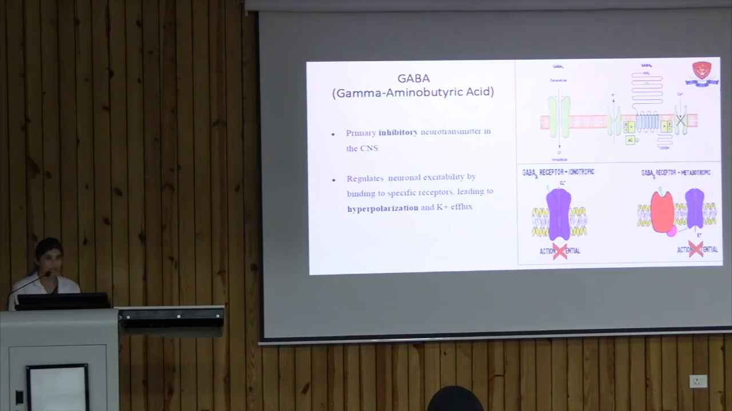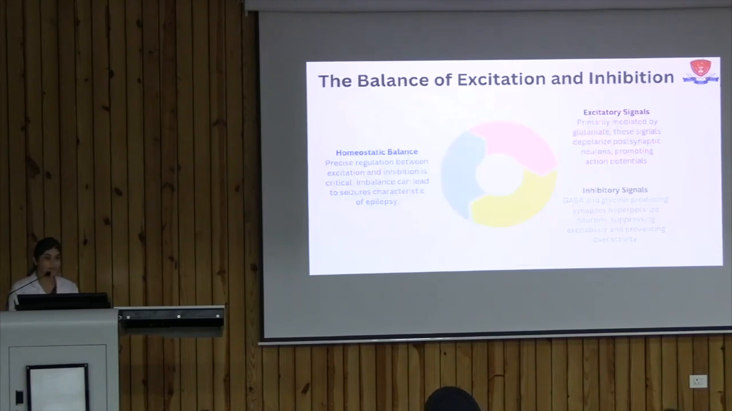Hyperactivity in the glutamate and a deficiency present in the GABA is what manifests as epileptic conditions. The crux of the presentation was to understand that a state of equilibrium between homeostatic balance, excitatory signals and inhibitory signals is what keeps a neuronal membrane healthy, and any discrepancies in either of the factors is what leads to the manifestations of symptoms resembling that of epilepsy.